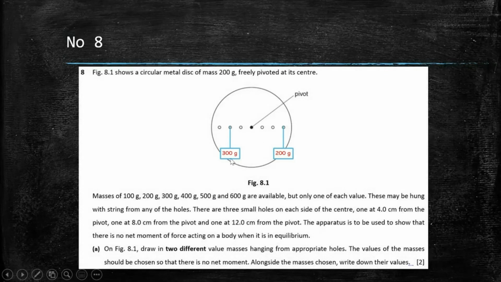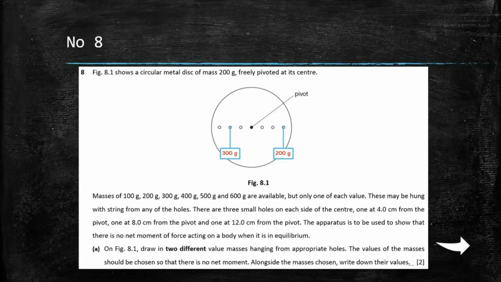We can see here that the 300 gram is 2 holes away from the pivot. So, the distance of the 300 gram from the pivot is 8 centimeter. The 200 gram mass is 3 holes away from the pivot. So the distance of the 200 gram is 12 centimeter from the pivot. You can see the distances of each hole on the problem here.